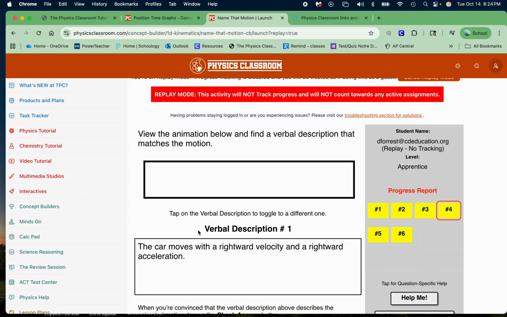Well, it's moving to the left, so that's obviously not true. This car is not moving with a constant velocity, so that's not true. The car is not moving with a constant speed, so that's not true. The car is not moving in the rightward direction. The car is moving in a leftward direction and a leftward acceleration. That is not true, because if it was accelerating to the left, it would be speeding up. It is moving with a leftward velocity and a rightward acceleration, so that's why the car is slowing down, even though it's moving to the left. So this is the only one that makes sense.